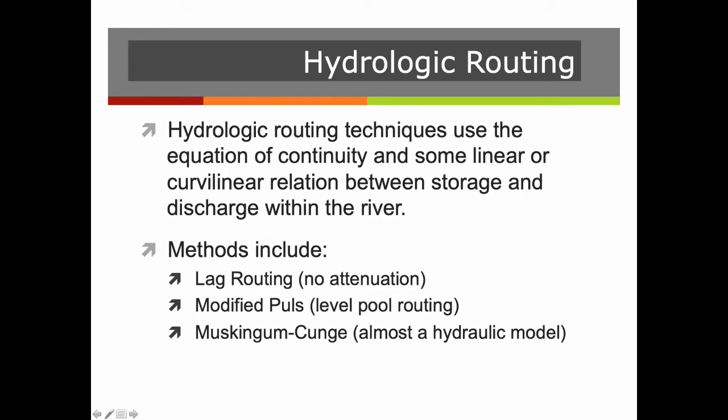So a couple of methods that are in use. One's called lag routing. We're going to examine that today, which is the whole point of introducing it now. A second type is called level pool routing. It's also called Puls routing. Puls is some guy's name. And then another one is called Muskingum-Cunge, which I'd advocate is almost a hydraulic model. It's not quite, but it's pretty darn close. And there's a few more in the hydrologic routing.